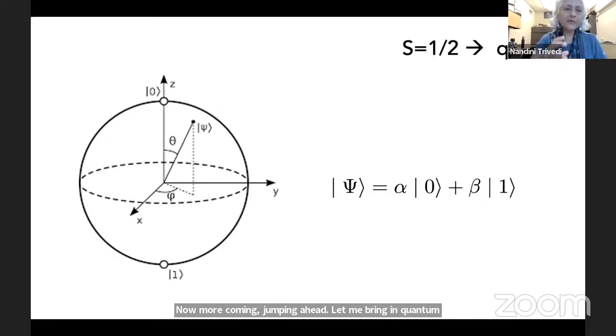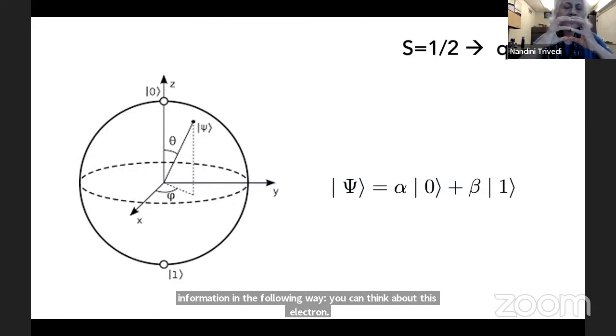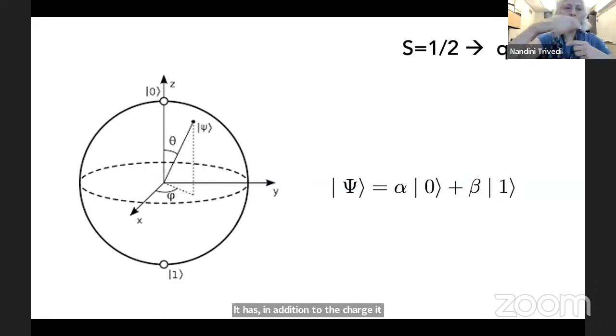You can think about this electron. It has, in addition to the charge, some magnetic moment, or it rotates, and it can have a rotation which can be pointing up or pointing down. And that's what one would call a bit.